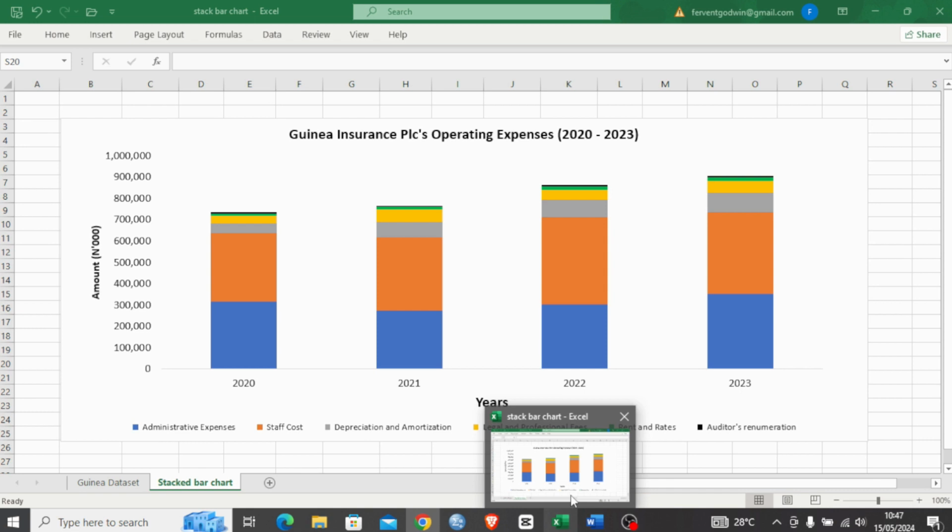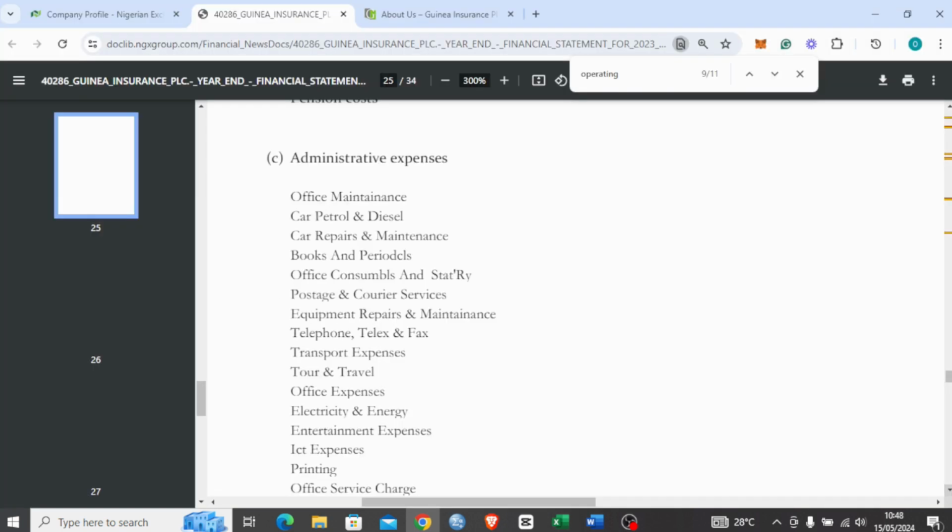So, sorry about that. We could see here the administrative expenses. You will see that under it we have the office maintenance, car petrol and diesel, car repairs and maintenance, and book periods. All these are under the administrative expenses, and we could see their attached price here. We also notice that the prices are in thousands. This is for 2023, and if we look forward, we'll see the one for 2022, and the prices are also in thousands. So the list actually goes down.